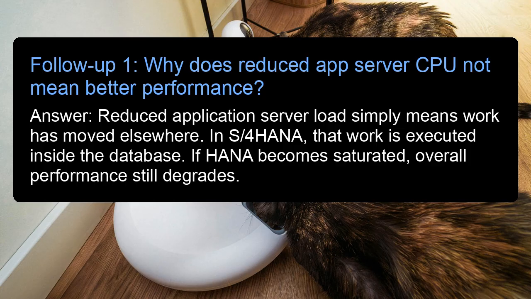Follow-up 1. Why does reduced app server CPU not mean better performance? Answer: reduced application server load simply means work has moved elsewhere. In S/4HANA, that work is executed inside the database. If HANA becomes saturated, overall performance still degrades.